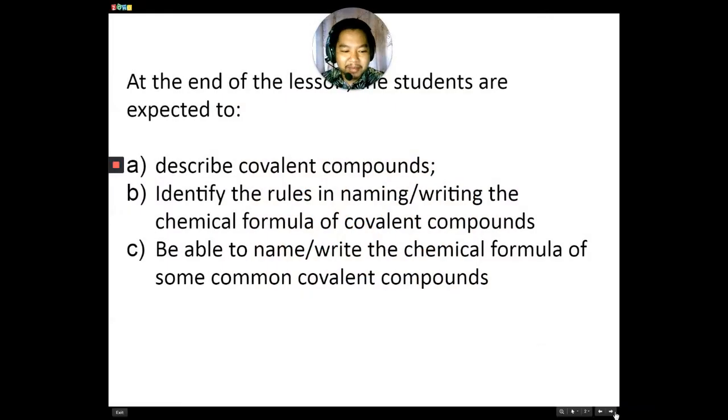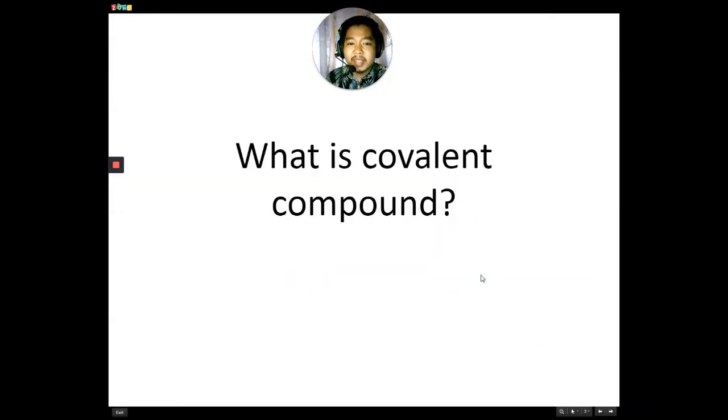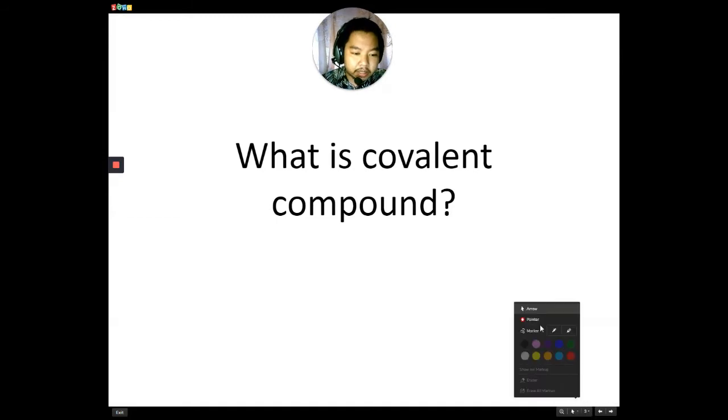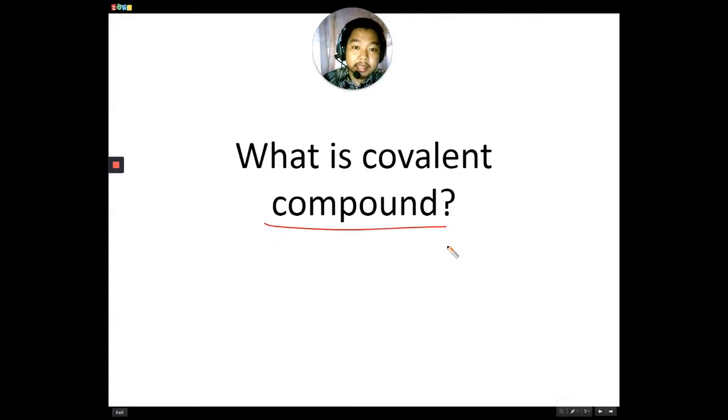Alright, now welcome back, mga kachimek. So, as mentioned a while ago, we start by defining or describing a covalent compound. What is a covalent compound? What makes it different from an ionic compound? Now, first, let's decipher the two words. Compound, meaning it's not an element. It's not an ion.